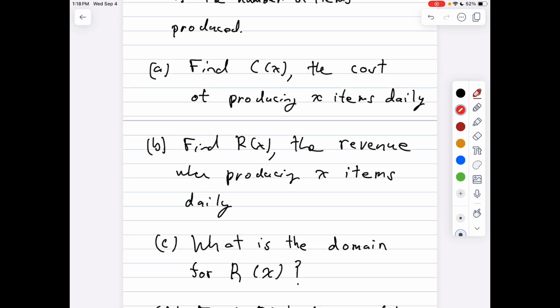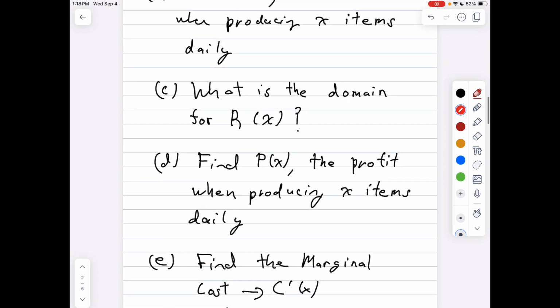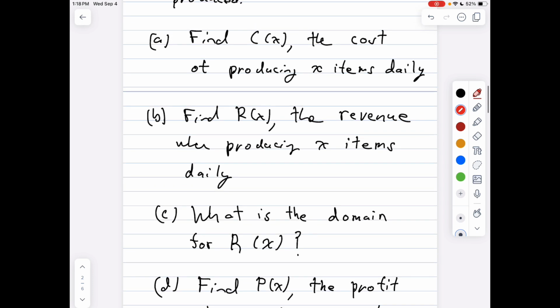I'm going to split up this video into two parts. I'm going to answer the first 4 questions, and in the next video I'm going to answer the last 3, because it's a little too much to put in one single video here. So the first question: find C of x, the cost of producing x items daily.